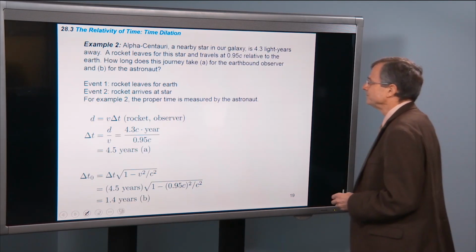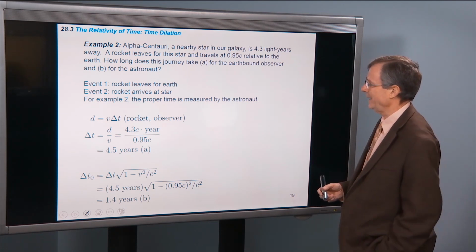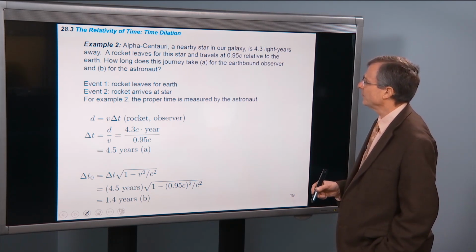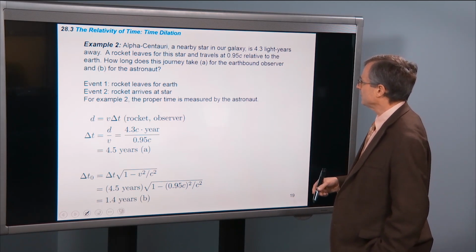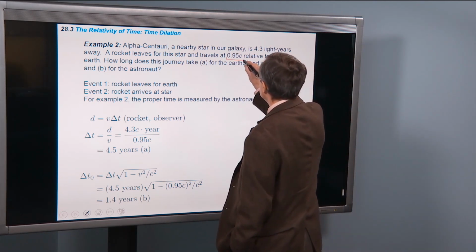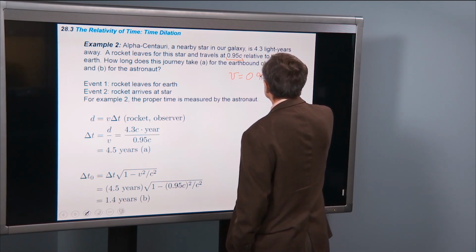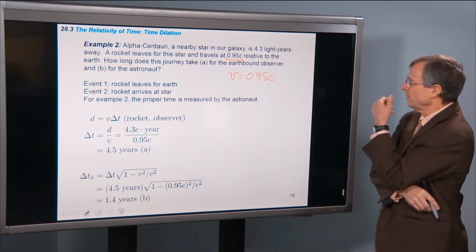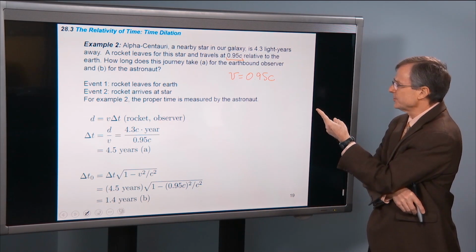Another example. Alpha Centauri is a nearby star, is 4.3 light years away. A rocket leaves Earth, bound for this star, and travels at 0.95 c. So that's v. Relative to the Earth, how long does this journey take, A, for the Earthbound observer, and B, for the astronaut?